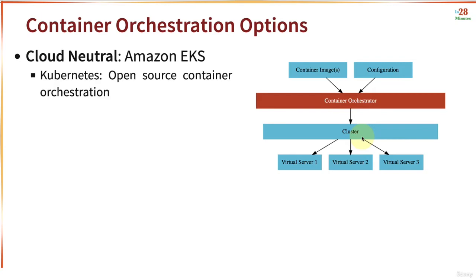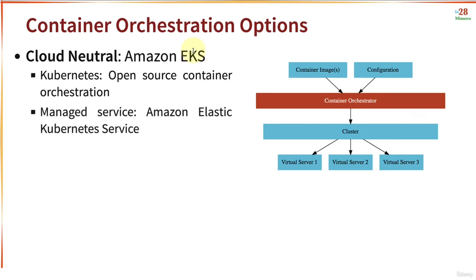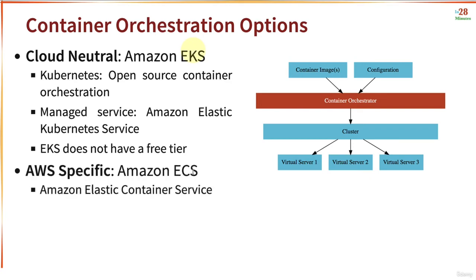Kubernetes is one of the most popular container orchestrator tools today. And the service in AWS, if you want to make use of Kubernetes, is Amazon EKS, Elastic Service for Kubernetes. I'm calling this a cloud neutral option because Kubernetes can be run in AWS, Azure, Google Cloud. So there are managed services for Kubernetes in almost all the cloud platforms. And one important thing for you to remember is that EKS does not have a free tier. So if you create an EKS cluster, even if you are in a free tier, you would need to pay for it.